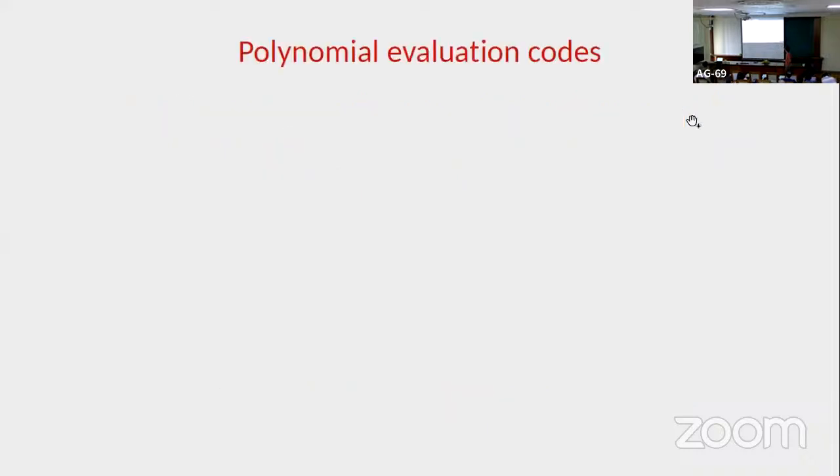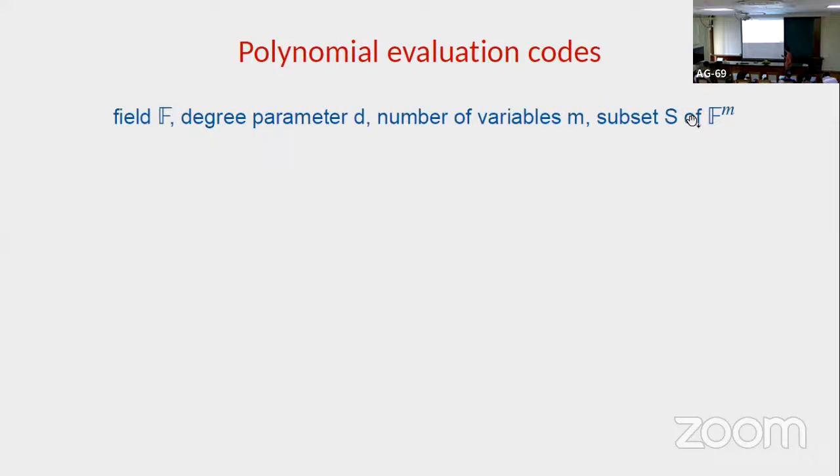Okay. So let me start by defining polynomial evaluation codes. It's sort of a framework which works as follows. There's some initial setup, and we are going to stick to this setup throughout. F is going to denote the field. D is going to be the degree of the polynomial we're going to work with. M is going to be the number of variables. And we will have a subset S of F^m. S is going to be a set of m-tuples where each tuple has coordinates from the field F.